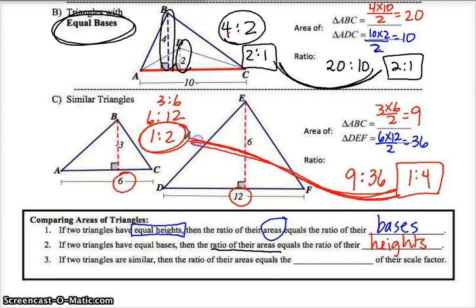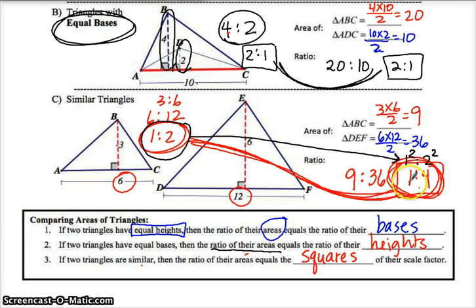So how do these relate to each other? It says if two triangles are similar, that's these two here, then the ratio of their areas, that's this one, equals the blank of their scale factor. Here's the scale factor, 1 to 2. How do you go from 1 to 2 to 1 to 4? Maybe that's tricky for some of you. But it's the square. You have to square it. So 1 squared equals 1, and 2 squared equals 4. So you take this scale factor, you square each dimension, 1 squared, 2 squared. You square the scale factor, I should say. And that is the relationship of their areas.